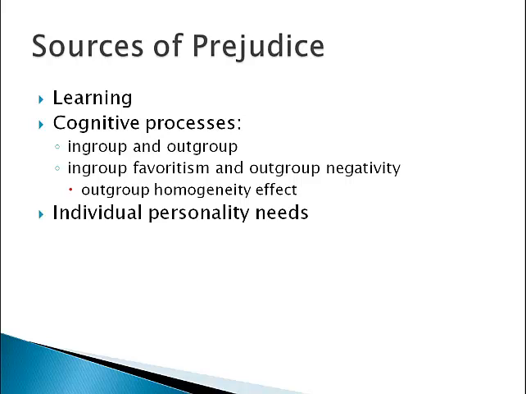Now, individual personality needs can predispose someone toward prejudice. Someone, for instance, who's very rigid or very conventional, you have to behave like this or you're just wrong, is going to be more likely to be prejudiced. People who are sadists are going to be more likely to be prejudiced. Sadism is deriving pleasure, usually sexual pleasure, from hurting someone else.